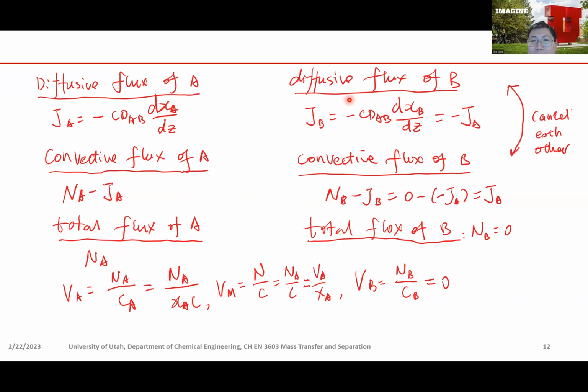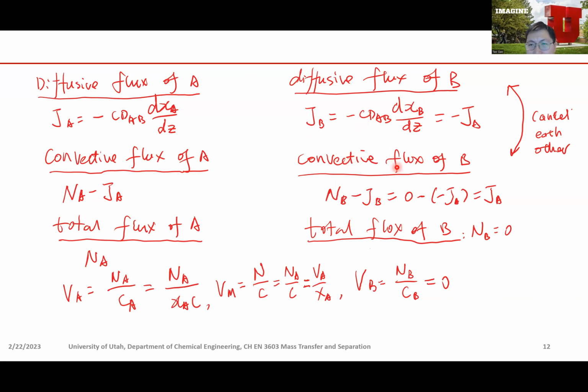Similarly, here the diffusive flux of B, because it's a binary mixture, J_B is minus J_A, which can be derived if you write down Fick's law for J_B, which is dX_B over dZ, and X_B is 1 minus X_A. That's how you get J_B equals minus J_A.